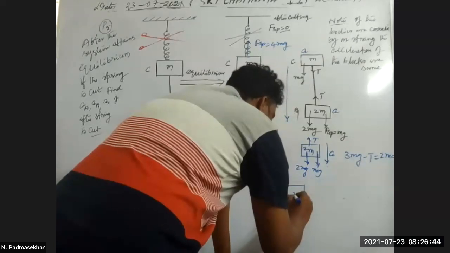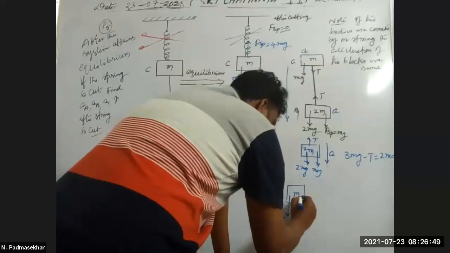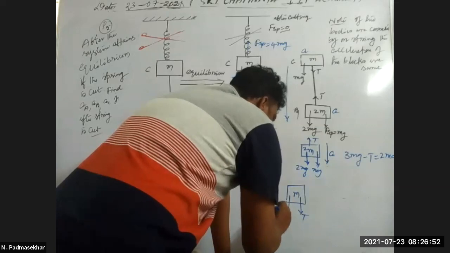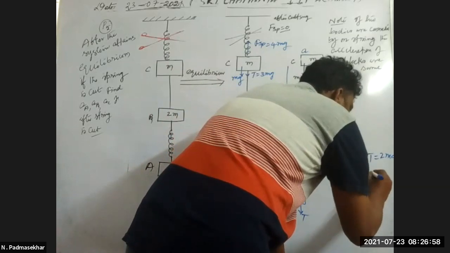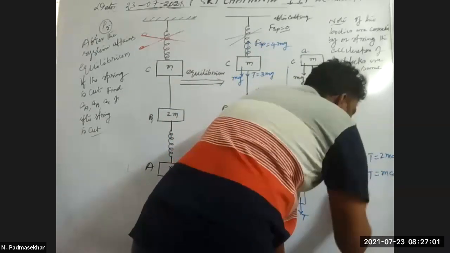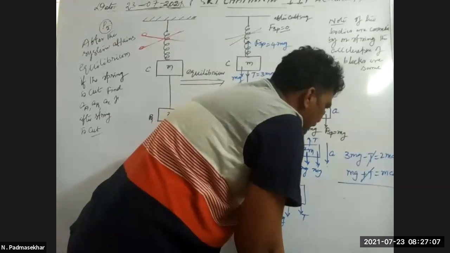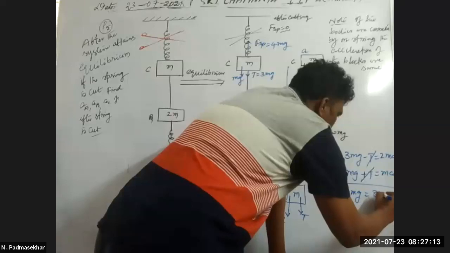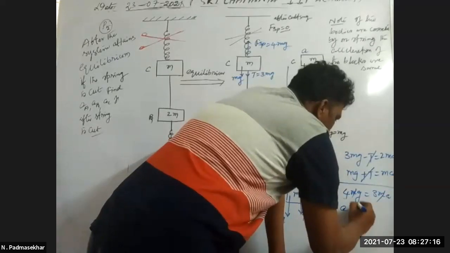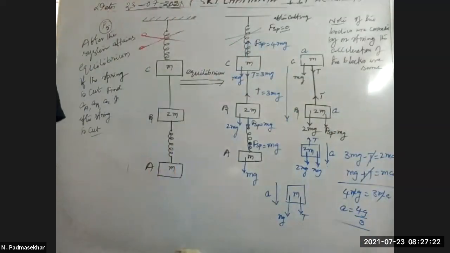Suppose this block is considered of mass m. This is mg, and here tension is there, and it is coming down with an acceleration. So mg plus T is equal to ma. So this one is cancelled. Adding, this is equal to 4mg is equal to 3ma. A is equal to 4g by 3. So acceleration is equal to 4g by 3.